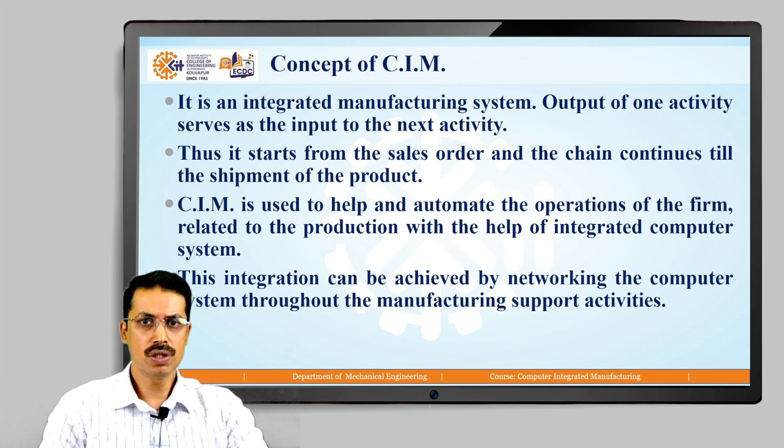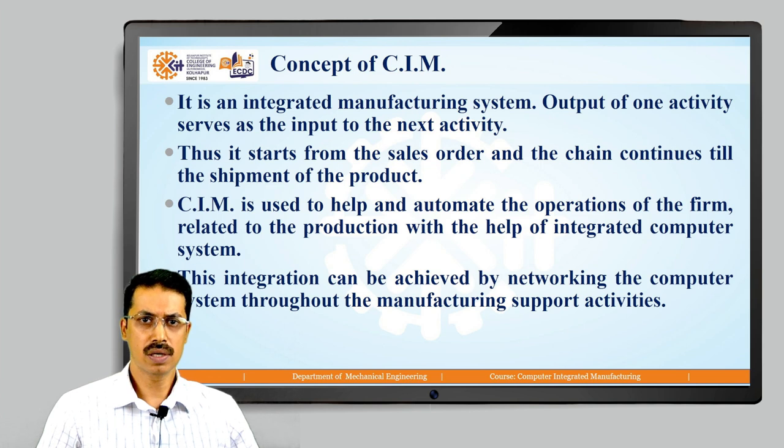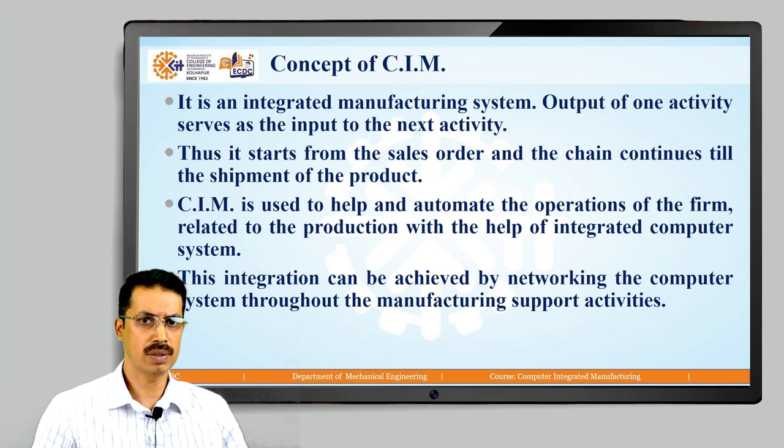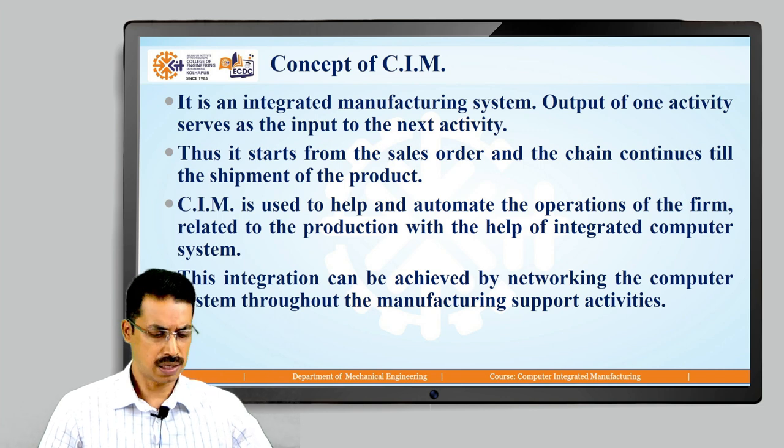CIM is used to help and automate the operations of the firms related to production with the help of an integrated manufacturing system. This integration can be achieved by networking the computer systems throughout the manufacturing support activities.